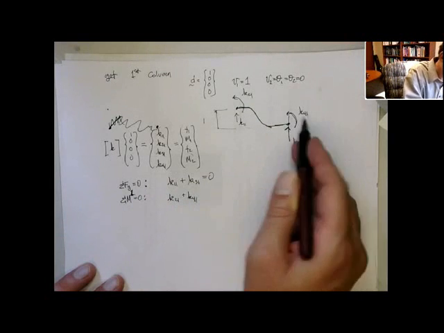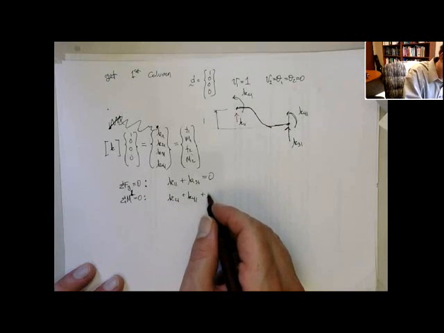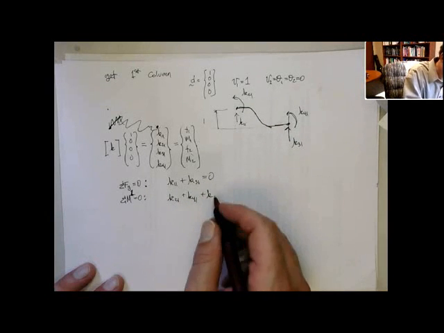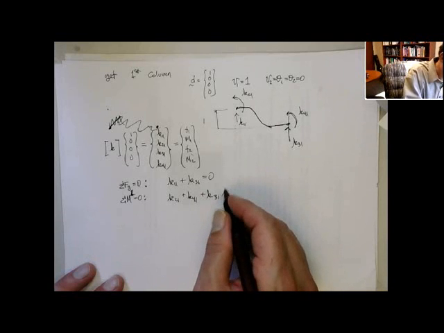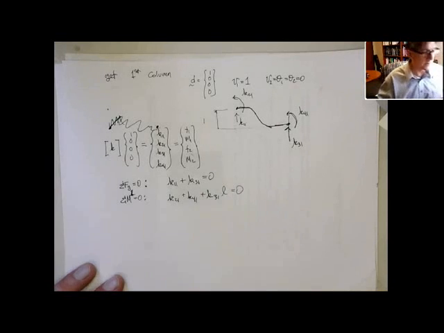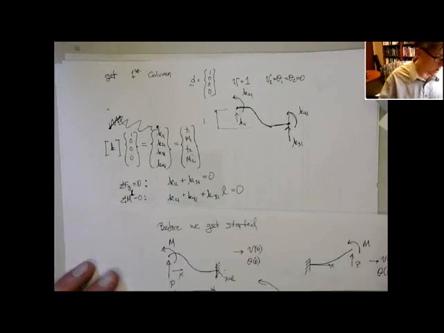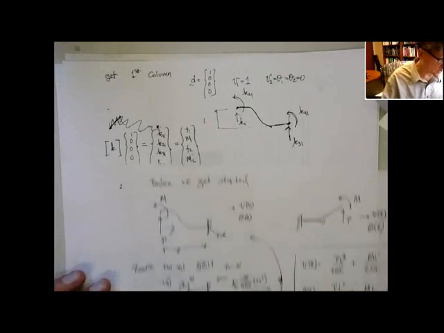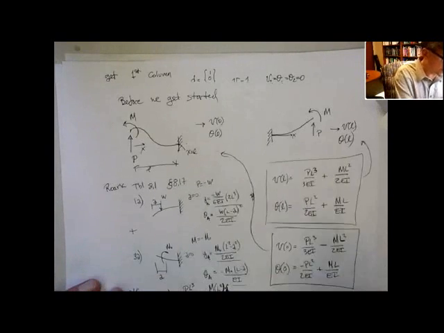That's the moment 1 and moment 2, plus the moment from the force at node 2, K31, and its moment arm is L. And that has to equal 0. So that's two equations. We need two more. So this is where we're going to use what we know from this case.